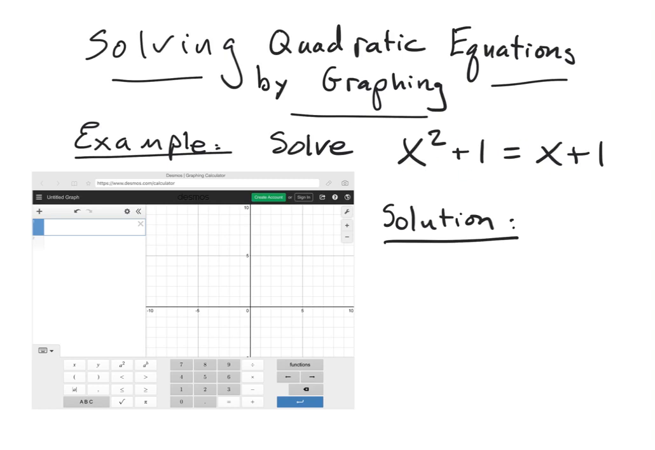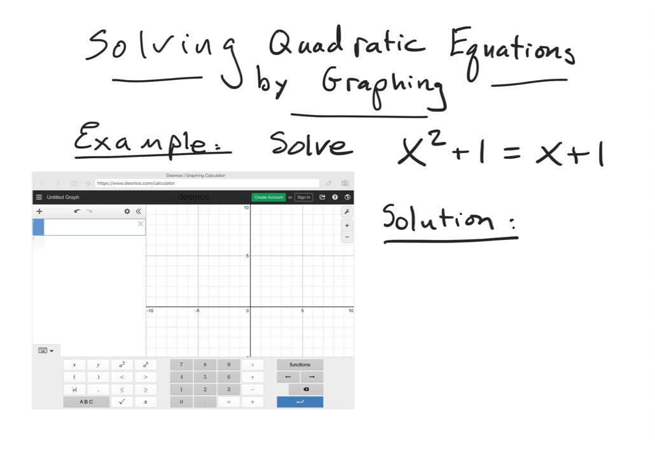To solve this by graphing, we're going to take the left-hand side of the equation and graph it, then take the right-hand side of the equation and graph it. We'll get a parabola and a line. Where the parabola and the line intersect will be our solutions. If they don't intersect, no solutions. If they intersect once, one solution. If they intersect twice, two solutions. So let's see what we get.